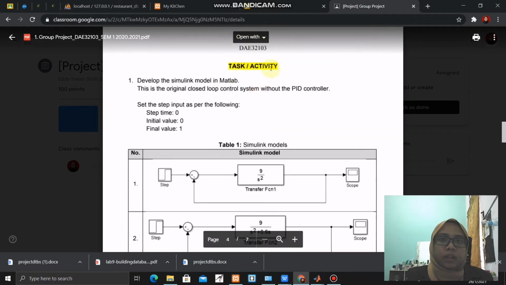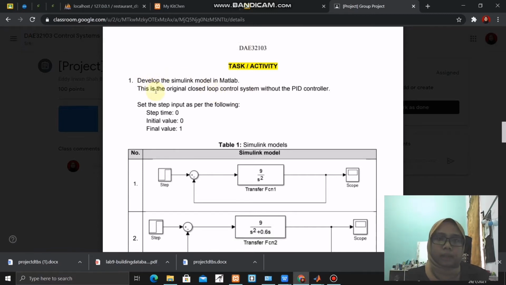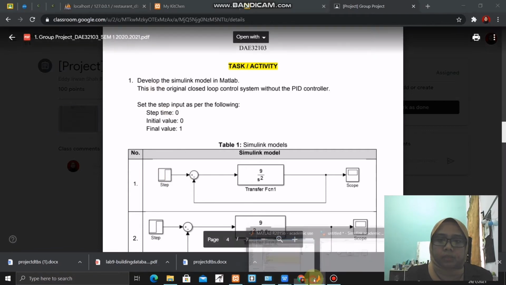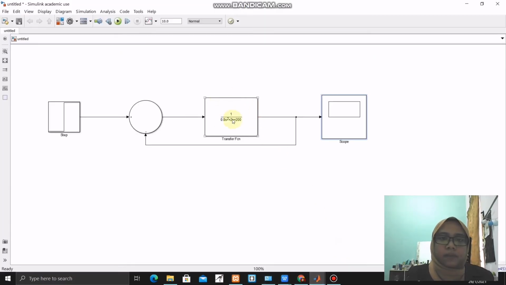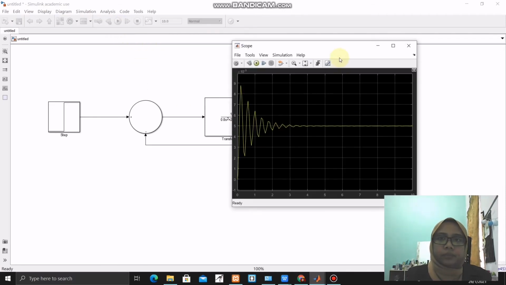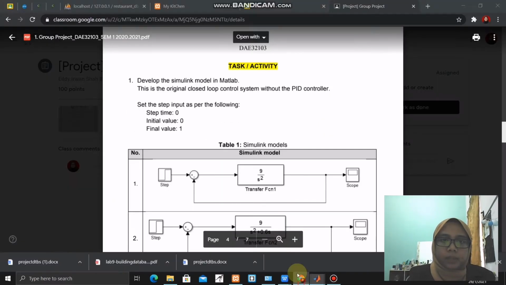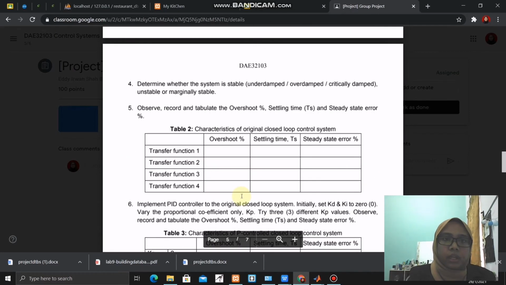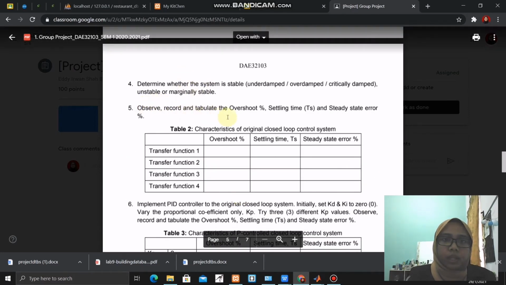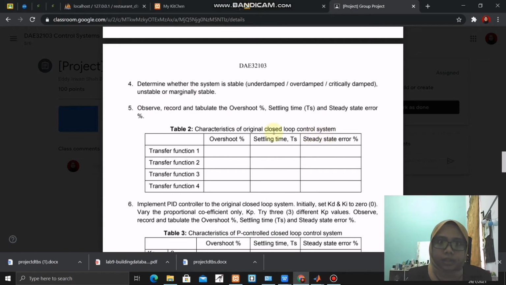Okay, in the activity, the first question is we have to develop the Simulink model in MATLAB. So this is my Simulink model for transfer function number 3. After that, we have to run the simulation to get the step response. So here is my step response, and it shows that my system is stable, which is underdamped. After we got the step response, we have to observe, record, and tabulate the overshoot, settling time, and steady state error.